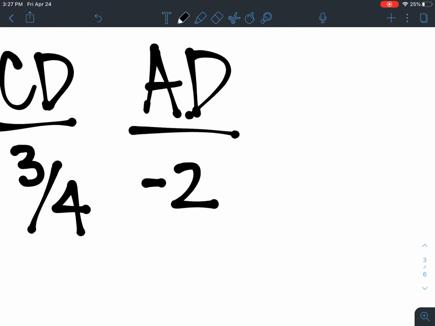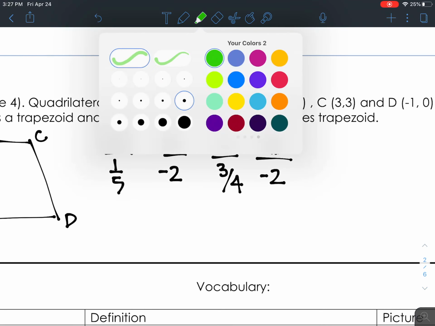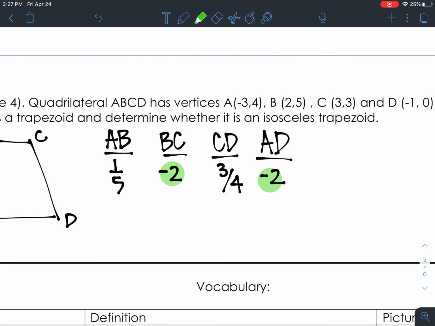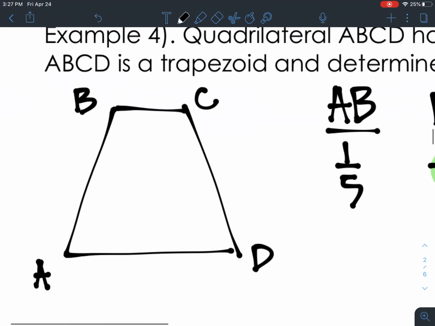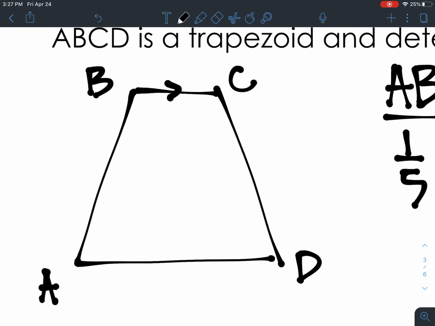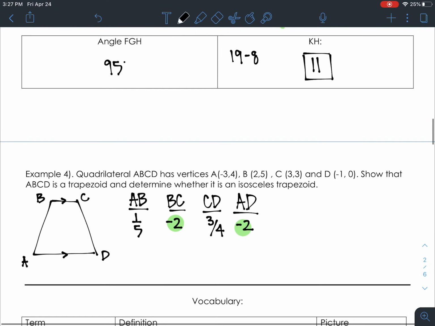So if I'm looking at all those slopes, what I'm focusing on is this right here: -2, -2, which means that that one set is parallel. And just by coincidence with the way that I drew it, BC and AD are the bases. So it is a trapezoid. We know, yes, it is a trapezoid, because you only have one set of parallel sides. If you had both sets of parallel sides, then it would be a parallelogram. If you had no sets of parallel sides, then it would not be a trapezoid. It would just be a quadrilateral.